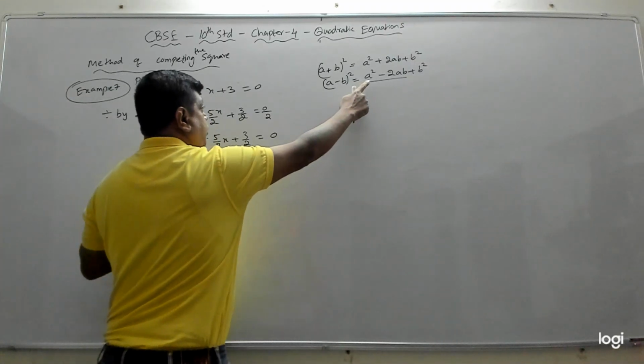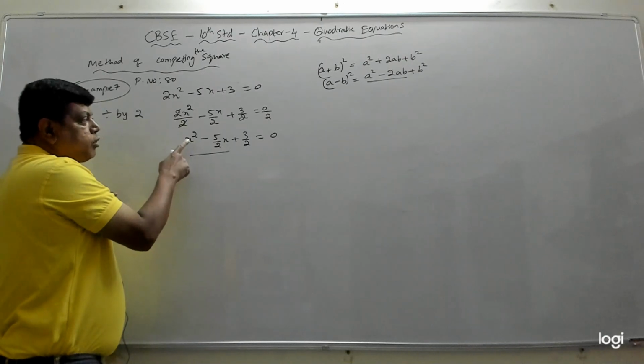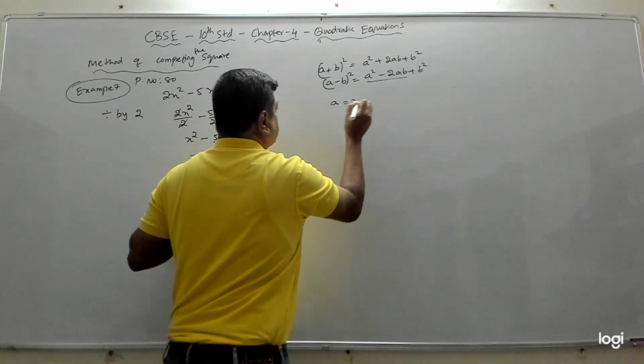Now compare these two. Your a square compares with x square. So what is your a? Your a is x. We can write here in rough work, if you want: my a is x.